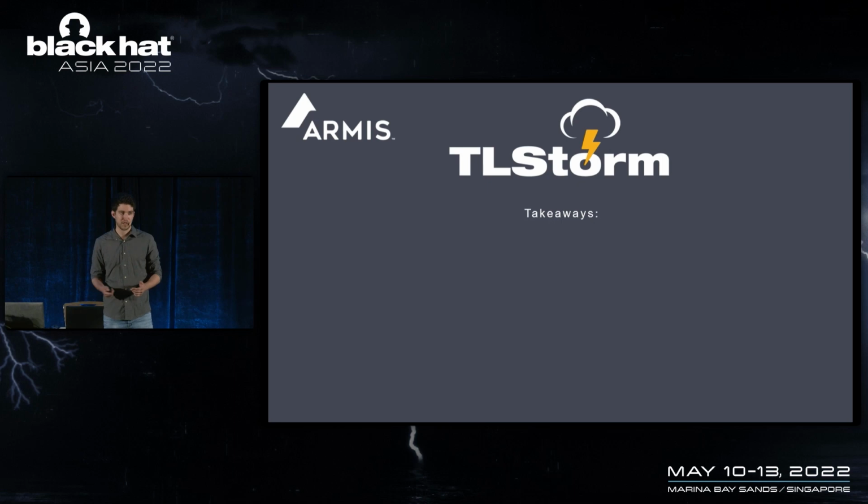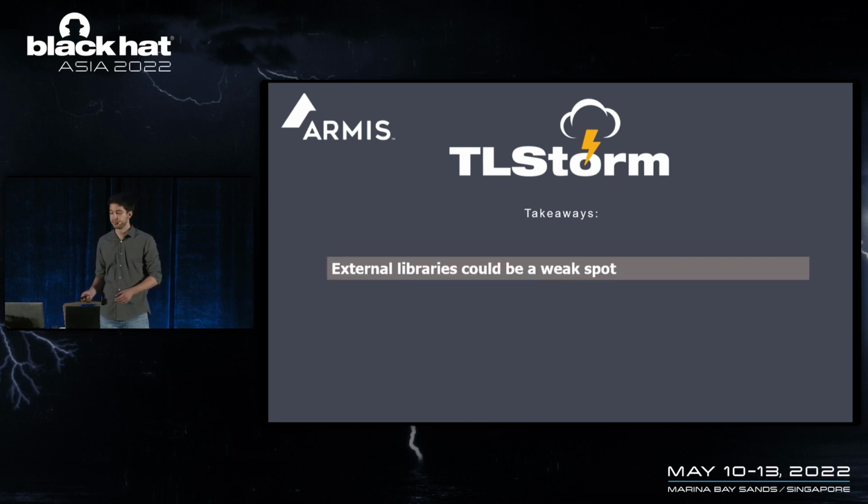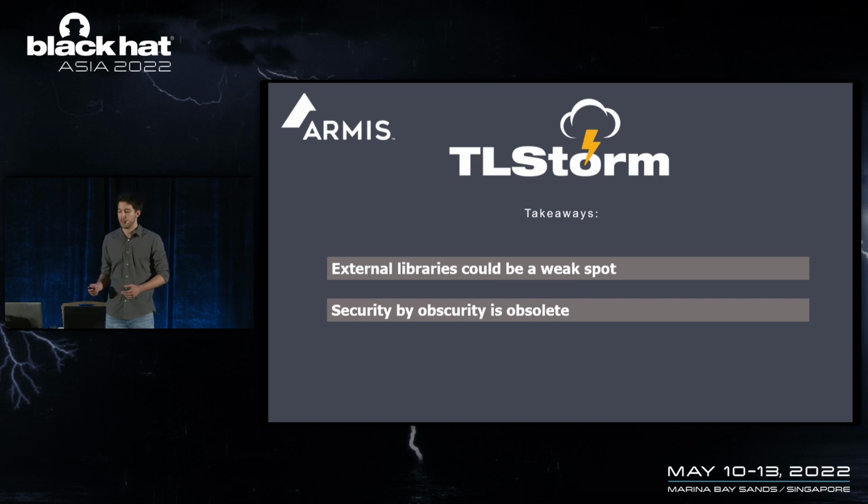And to summarize, these are our three main takeaways from this talk. External libraries could be a weak spot. As we said, shared code means shared risk. And knowing how to use the library is just as important as choosing one. Security by obscurity is obsolete, because, as we've just seen, closed source and encryption would not stop determined attackers.